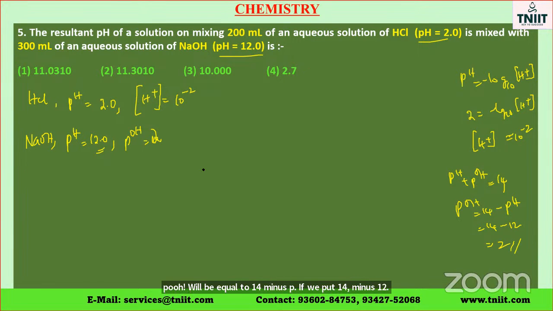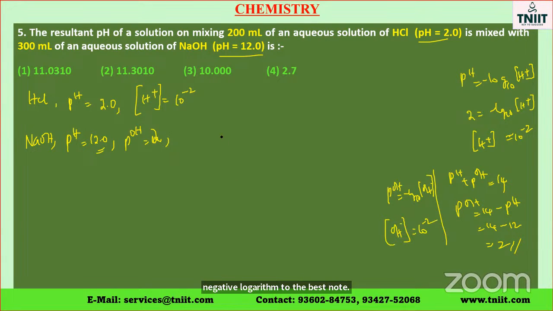pOH is 2. When pOH is 2, we also know that pOH is given by the formula negative logarithm to the base 10 of OH minus. So OH minus ion concentration will be equal to 10 to the power minus 2. Here also, OH minus ion concentration will be equal to 10 to the power minus 2 molar.